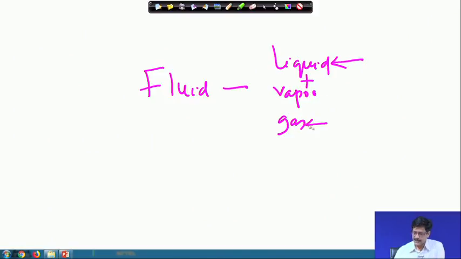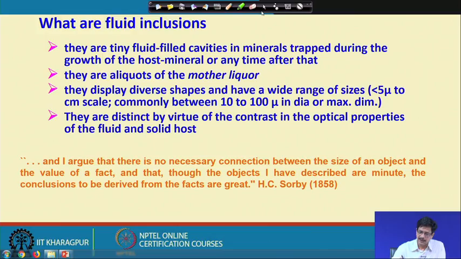As we know, gas is essentially a supercritical gas which cannot be compressed. So, generally we will be talking about the liquid and liquid plus vapor, depending on what the condition was, which gets entrapped within the minerals and which you can see.